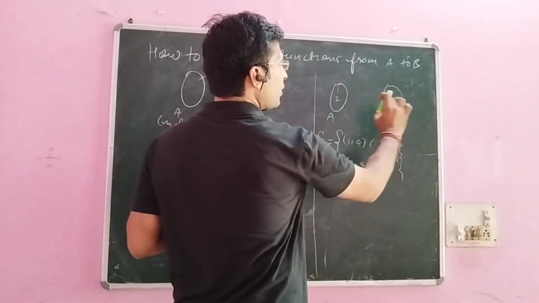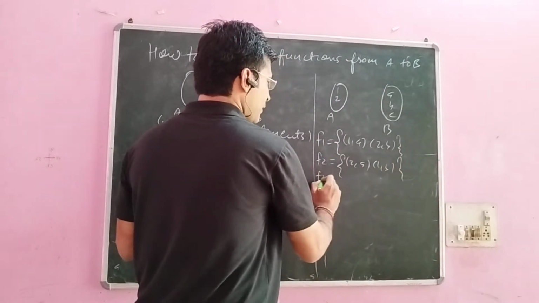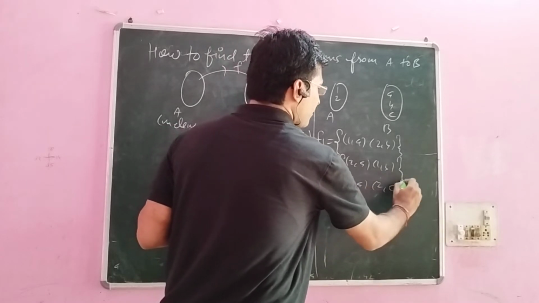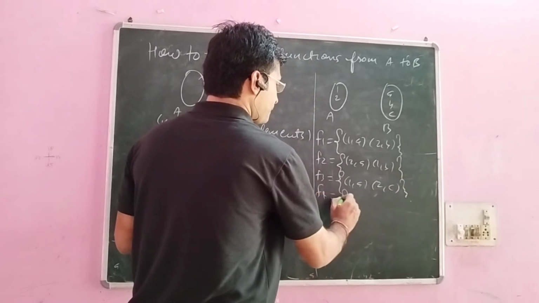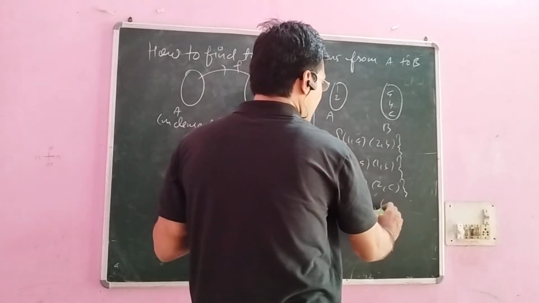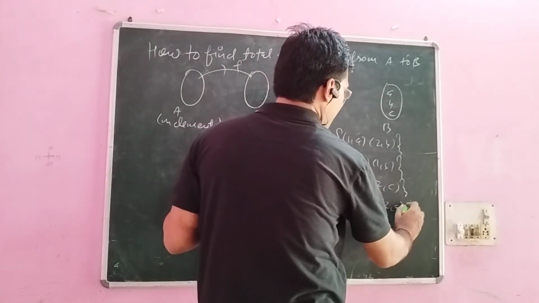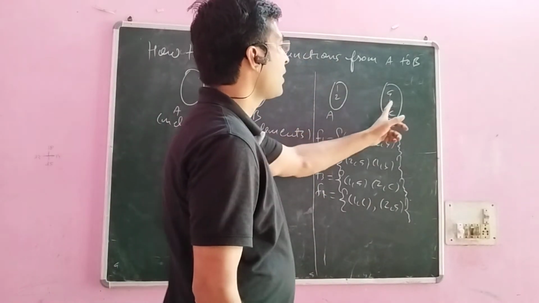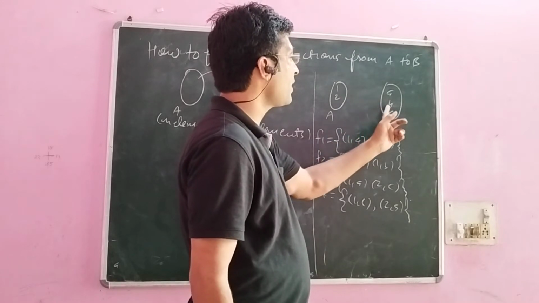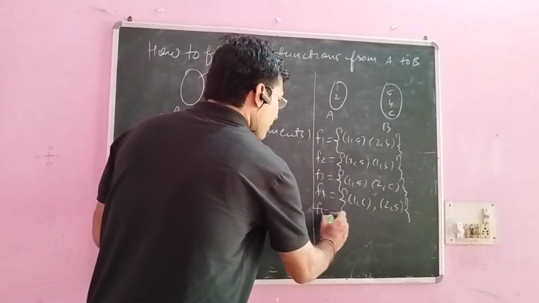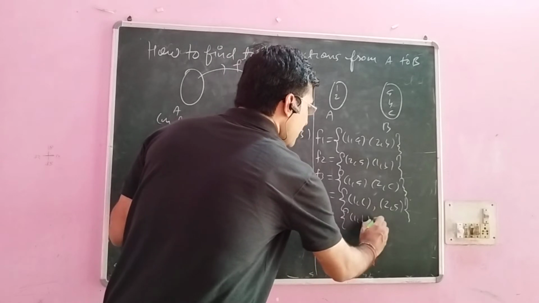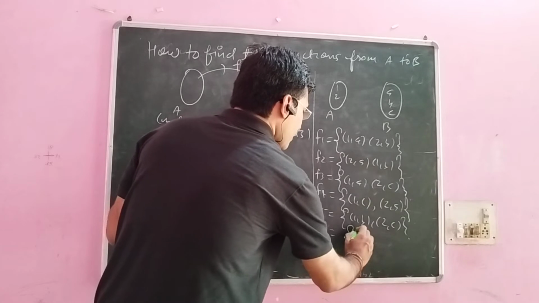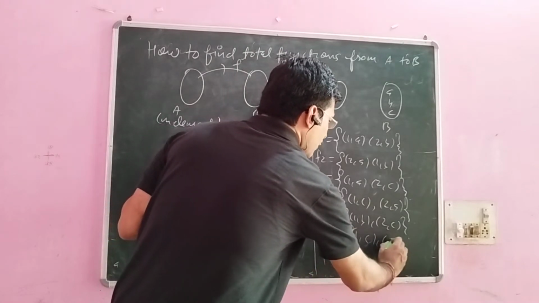Again, for 1, 2, this time taking A and C. So what is F3? 1 goes to A and 2 goes to C, and F4, 1 goes to C and 2 goes to A. So now we have four functions. Again, for 1, 2, this time we are taking B and C. So what is F5? 1 goes to B and 2 goes to C. And F6, 1 goes to C and 2 goes to B.